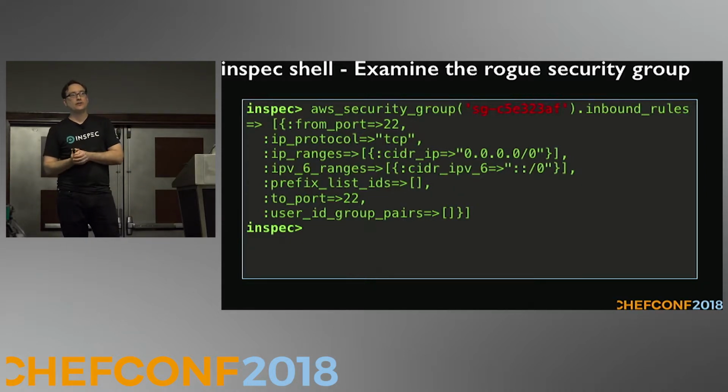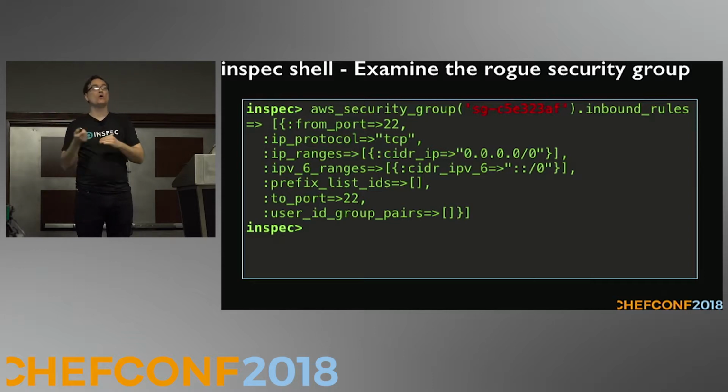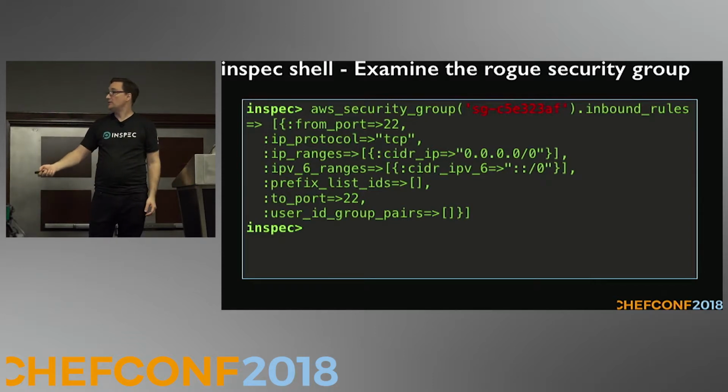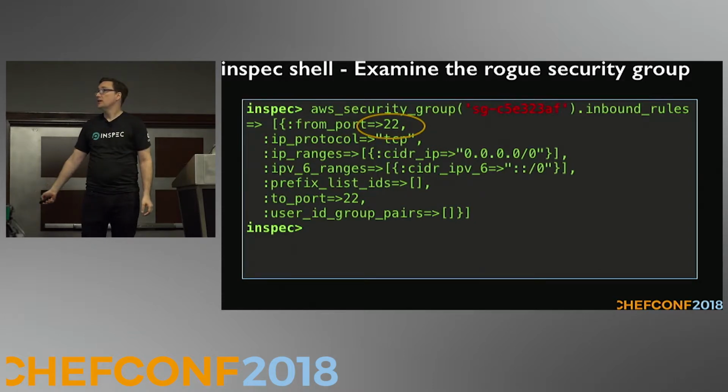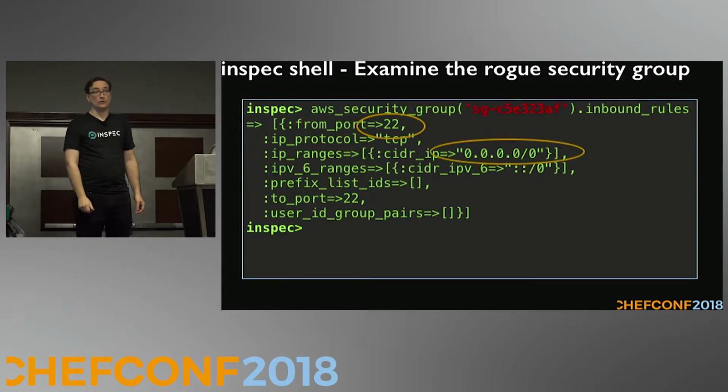If there's a rogue security group, this would probably be the first thing I would look at. I mean, unless you want to go into the console or something, but you want to know the inbound rules. What is it trying to let in? And what it's trying to let in is port 22, which is very suspicious. And it's trying to let it in from the world, which is very bad. That's not okay.